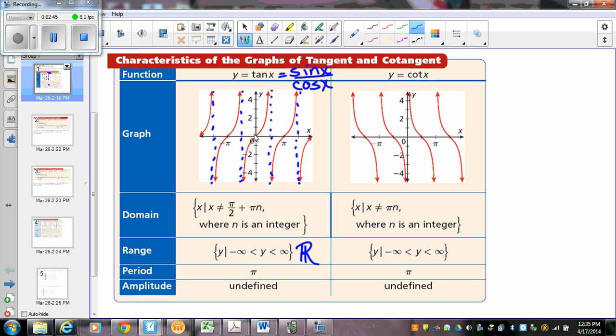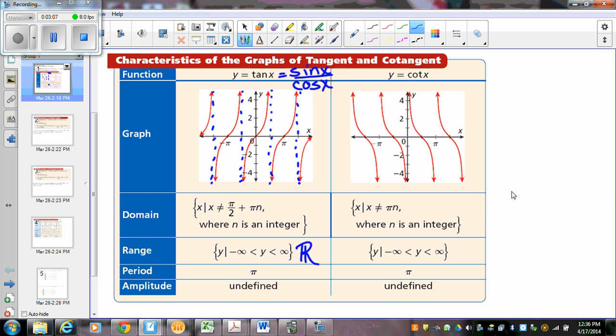The period is the width of one of these red curves, which if you look, goes from negative pi over 2 to positive pi over 2, basically the width between the asymptotes. So the period is pi instead of 2 pi, which is what we have for sine and cosine. And then the amplitude, you can either say that it has none or that it's undefined, because since our range is all real numbers, these graphs don't have a height, so there is no amplitude.